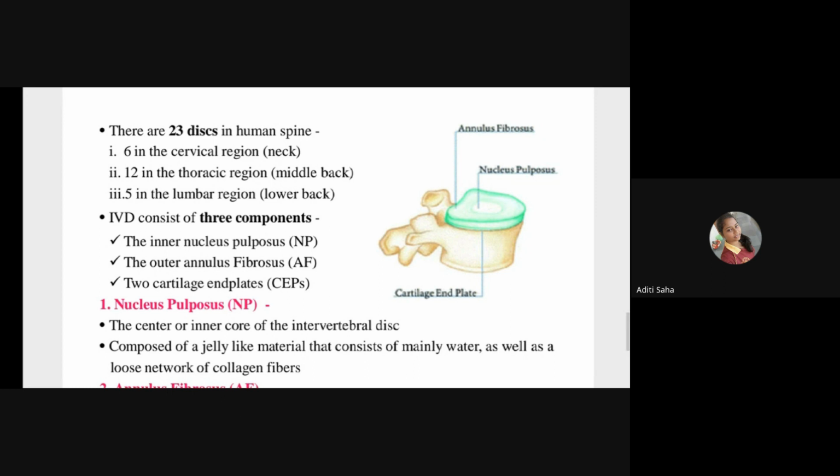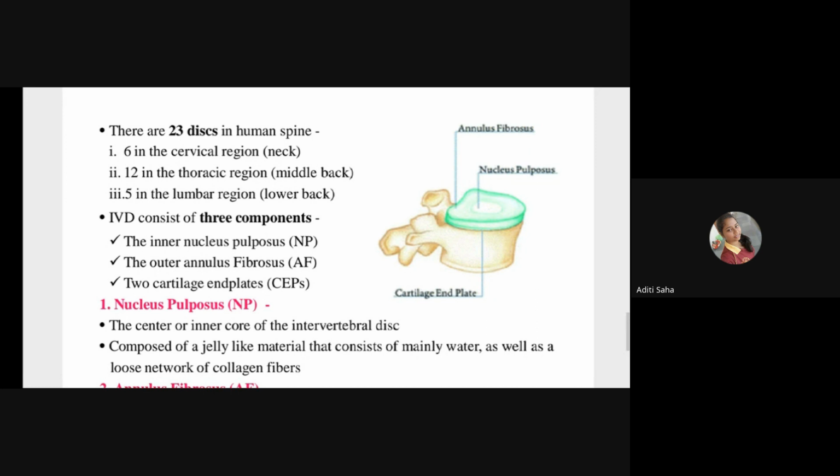So, 2 cartilage end plates are present at 2 surfaces, means where the bone is meeting the cartilage. In that place, cartilage end plates are present. Okay, so the cartilage end plate is covering the intervertebral disc from both sides, from up and down. So you can assume that 2 cartilage end plates are covering the intervertebral disc.